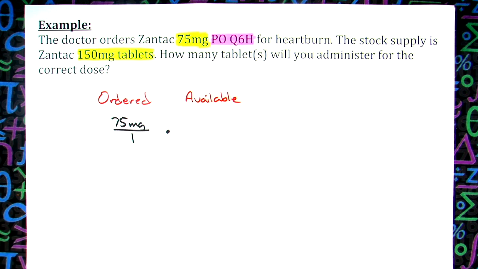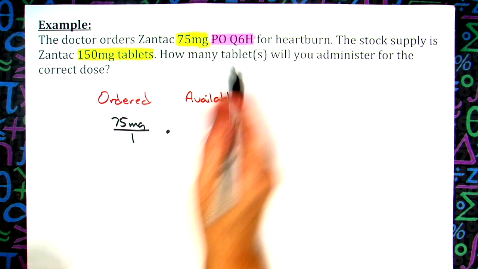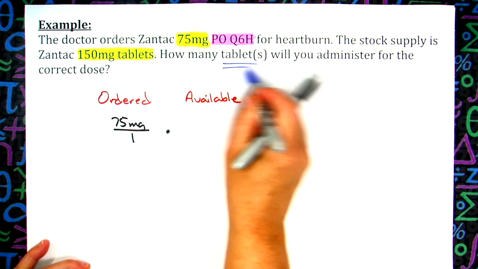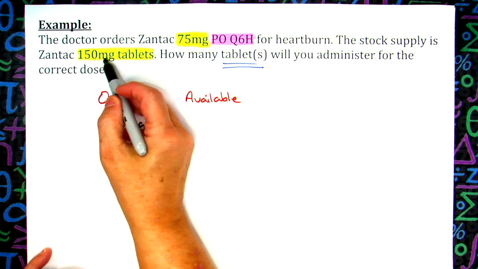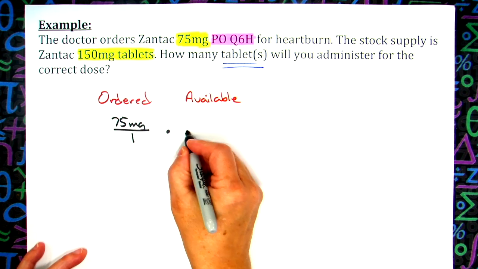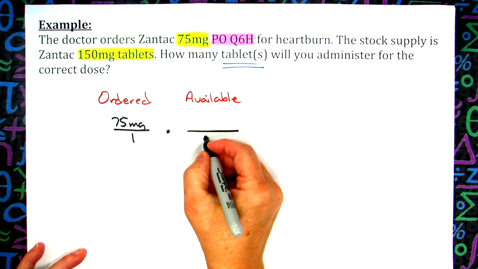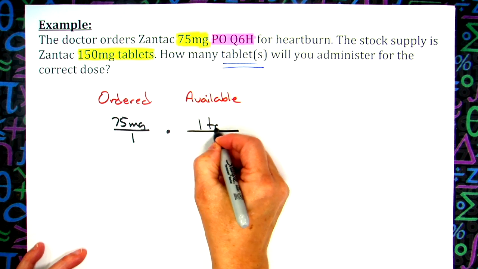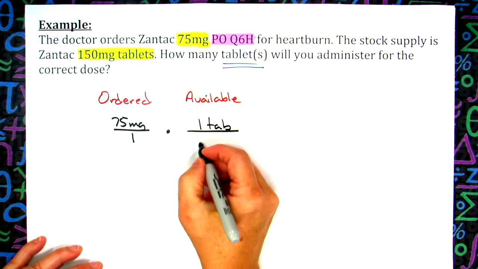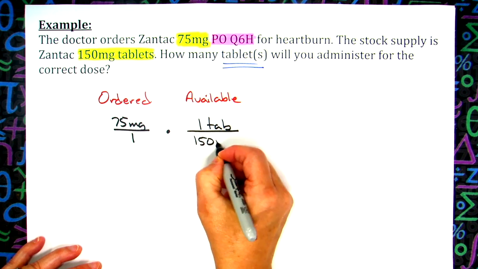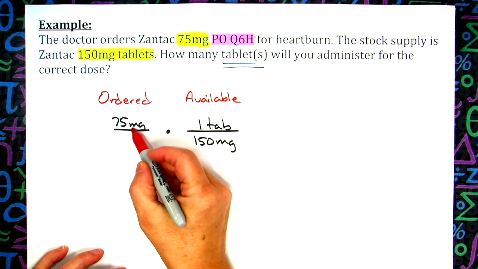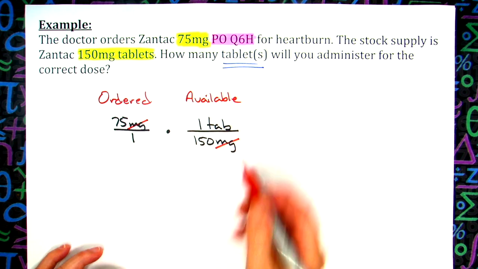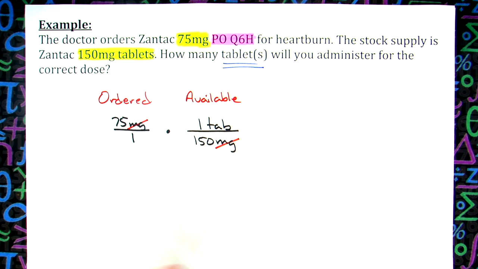So the way I'm going to write this, since my question says how many tablets, my answer has to be in tablets. Well, right now I've got milligrams. I need those milligrams to go away. So every tablet, one tablet, we're just going to go one tab there, is 150 milligrams. So that way I am causing the milligrams to line up in opposite places. I've got milligrams in the top, milligrams in the bottom. When I cross those out, I have tablets left.